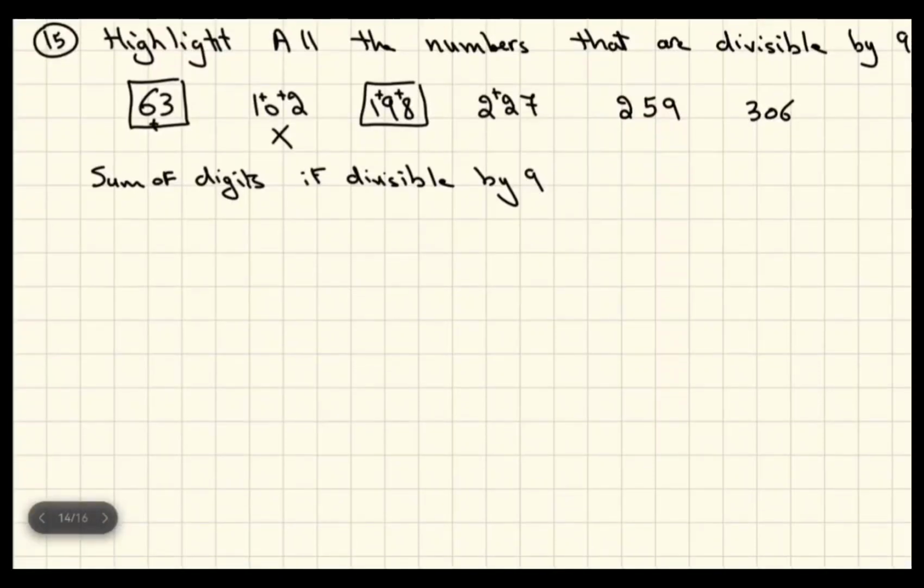Now, 2 plus 2 is 4, plus 7, 11. 11 is not divisible by 9, so no. 2 plus 5 is 7, plus 9 is 16. So 16 is not divisible by 9. It means this number is not divisible by 9. Now, 306. 3 plus 0 is 3, plus 6, it's 9. 9 is divisible by 9, so yes, this number is divisible by 9. So these are the correct answers.